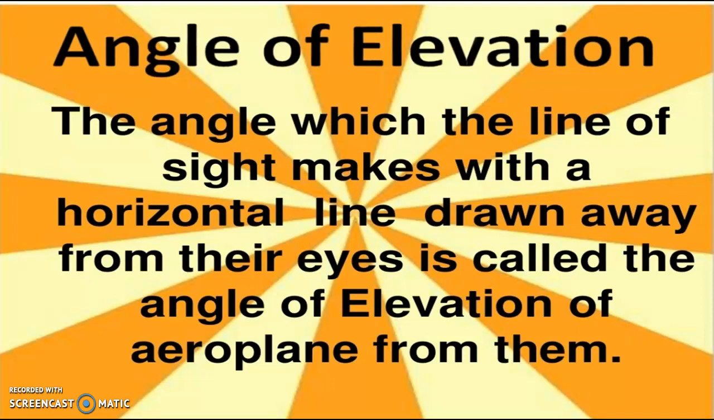Now, let's come to the next topic, that is angle of elevation. In this chapter, the two main things are angle of elevation and the second is angle of depression. These two topics are very important in this chapter. So, let's come to the angle of elevation. The angle which the line of sight makes with a horizontal line drawn away from the eyes is called the angle of elevation of the aeroplane from them.